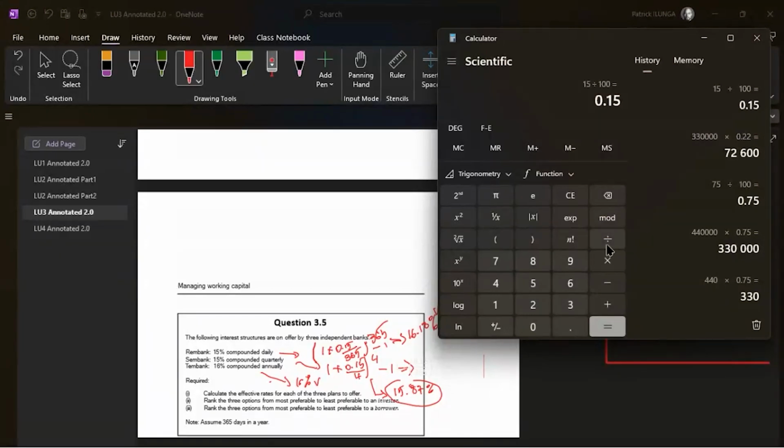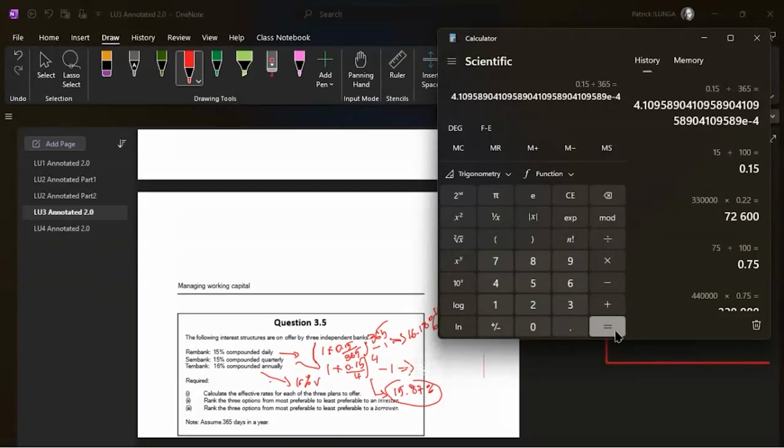Okay? So divided by, we are taking the first one. The first one says that it's compounded daily. How many periods is daily in a year? We have 365 days. Yeah, so you divide that, 0.15 divided by 365. There we go. Plus 1.